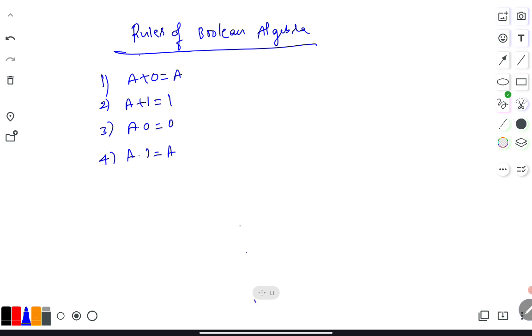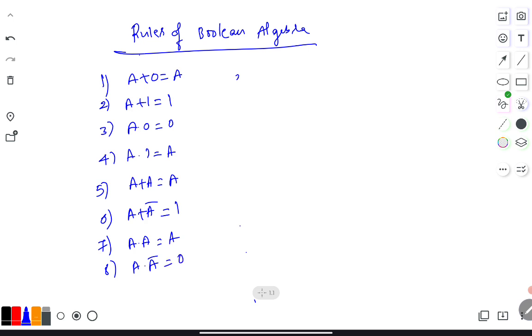Next, rule number 5, A plus A is equal to A. Rule number 6, A plus A bar is equal to 1. Next, rule number 7, A dot A is equal to A. Next, rule 8, A dot A bar is equal to 0. Next, rule number 9, A double bar is equal to A. We have already used some of these rules in designing basic gates using NOR and NAND gates.